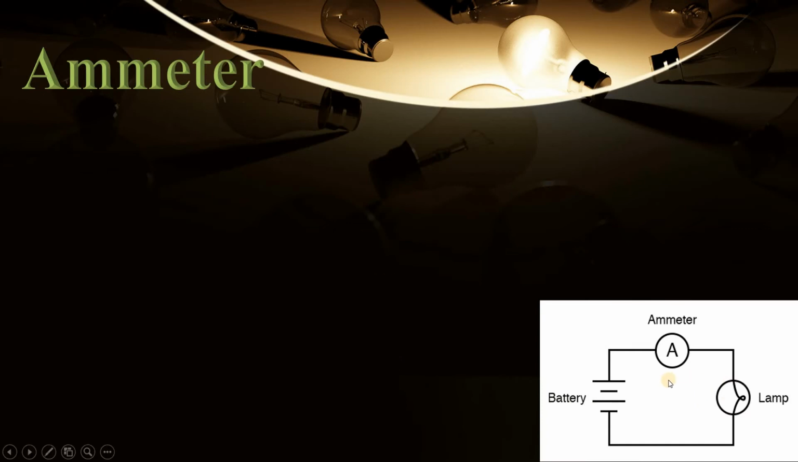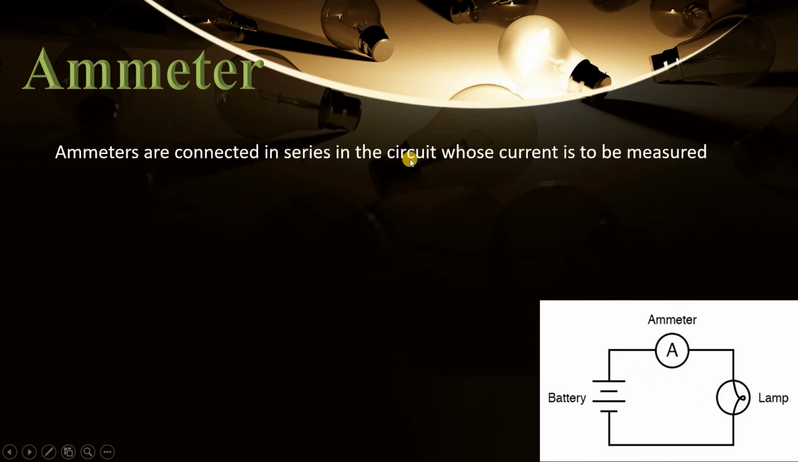Coming to the ammeter, ammeters are connected in series in the circuit whose current is to be measured. There is a battery and a lamp here, and some current is flowing through. So the ammeter is connected in series in the circuit where we measure the current. Now the power loss in an ammeter. In this ammeter we have resistance. Because of the resistance, some voltage drop is there, and because of that voltage drop, some power loss is also there.